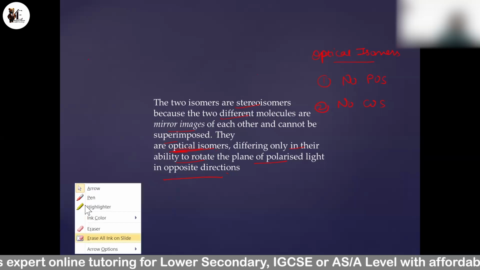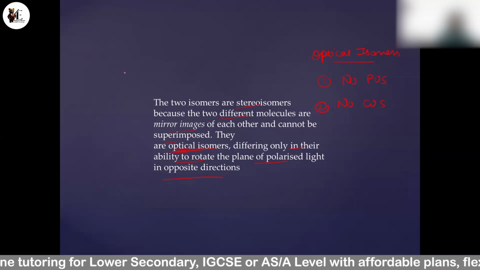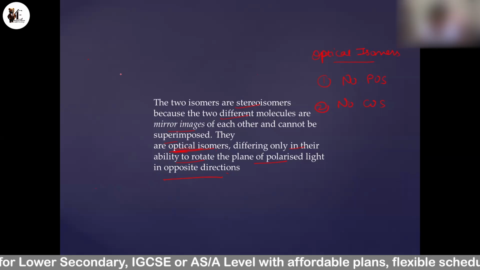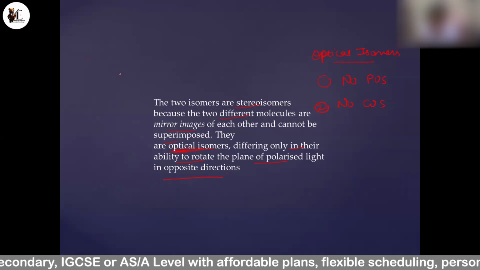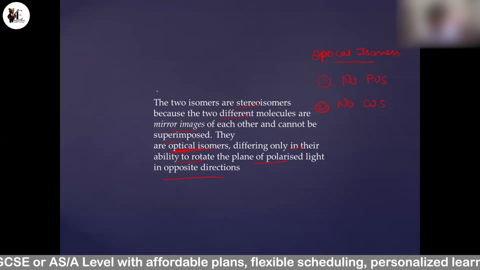Can you tell me what is a chiral carbon? A carbon that is bonded to 4 different groups or atoms. Yes, right.